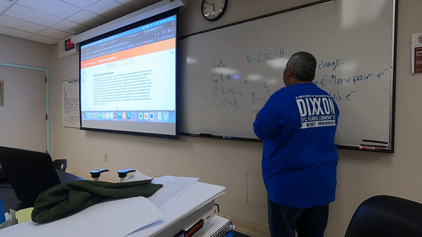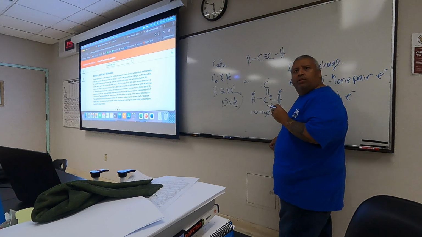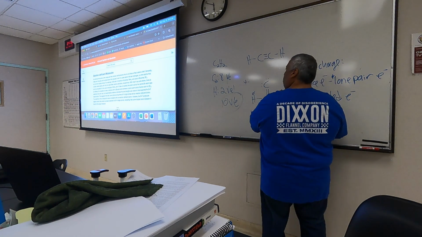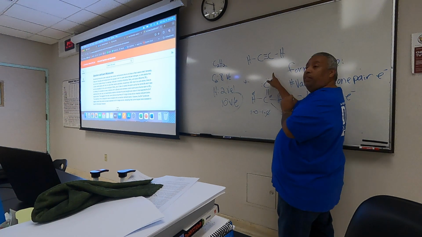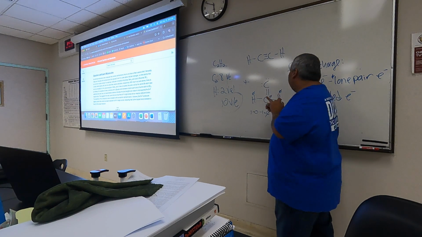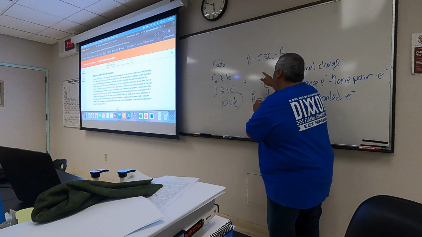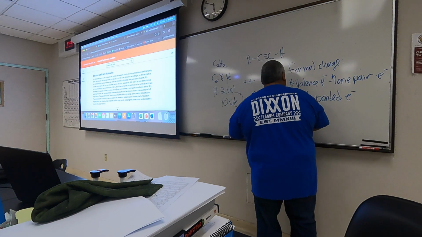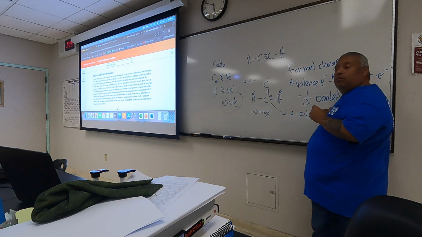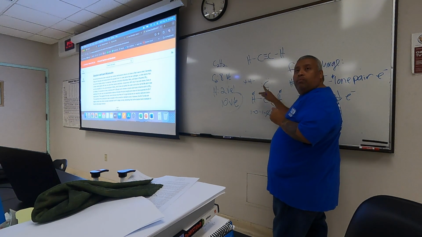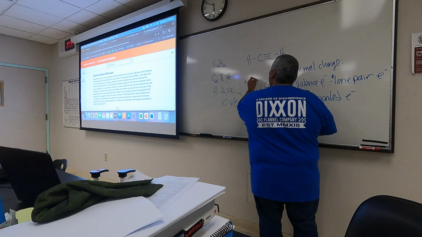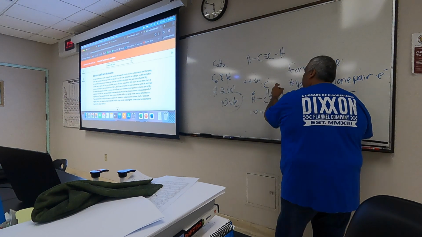4 minus how many lone pair electrons? There's two lone pairs, but we need the number of lone pair electrons. 2, 4. Minus half of the bonded ones. So there's 4 in the bond. We're going to subtract just 2 of those. And what is the formal charge on this carbon?